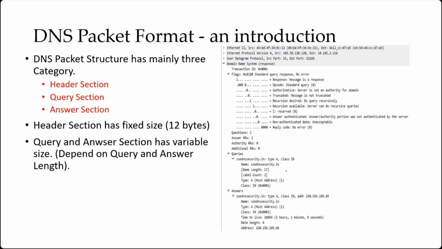Type says about the resource record, means which type you want: A record, AAAA record, MX record. Class means the internet class, which is there by default. The time to live shows your TTL period. Then the data length says what the length of the data is. Here it is showing 4 bytes.